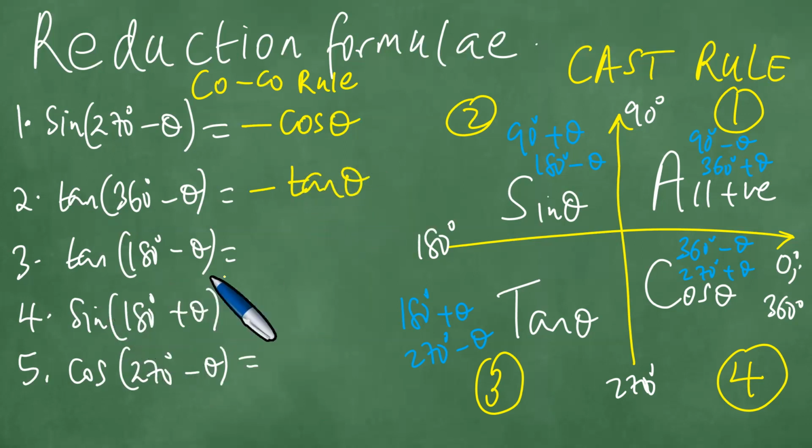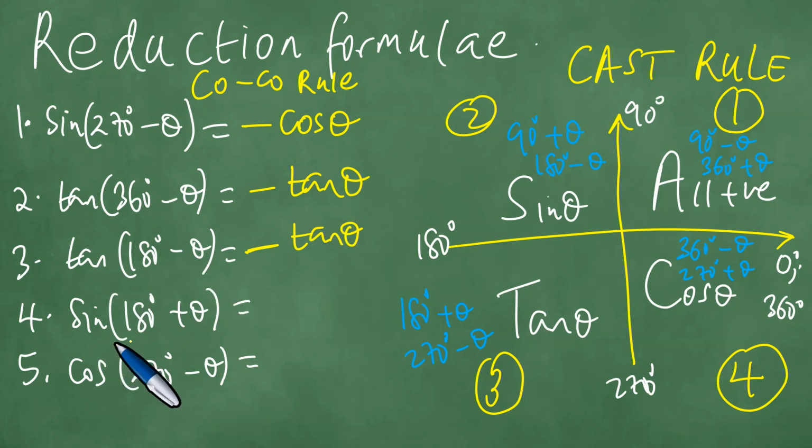Now if you have 180 degrees minus theta, in which quadrant is it? 180 degrees minus theta is in the second quadrant, where the sine is the only one that is positive, and therefore the tangent is going to be negative. And then you copy tangent and theta, like so.